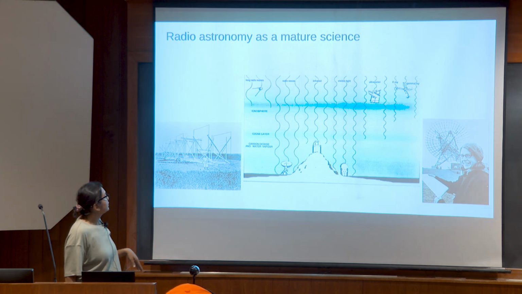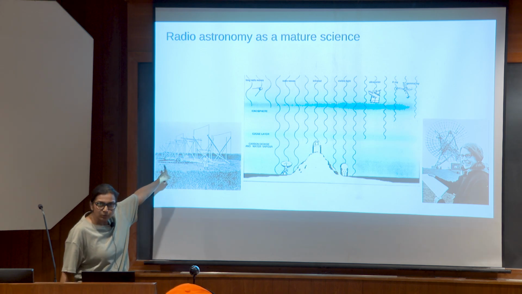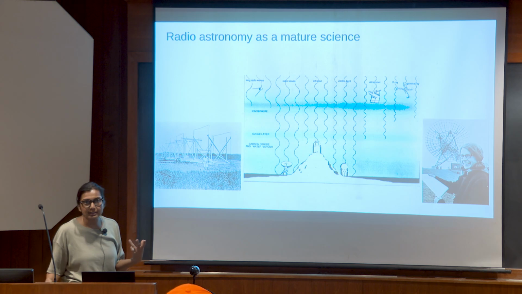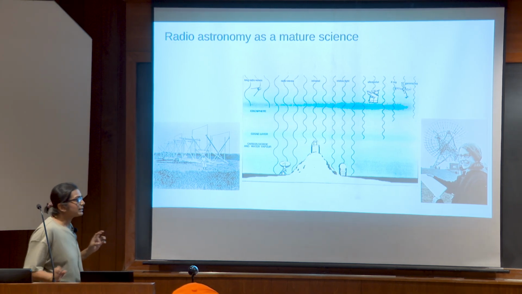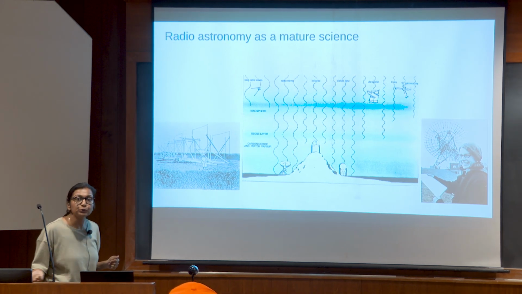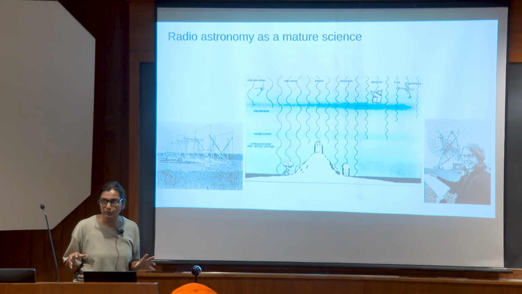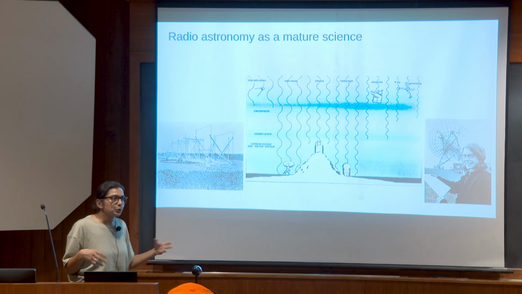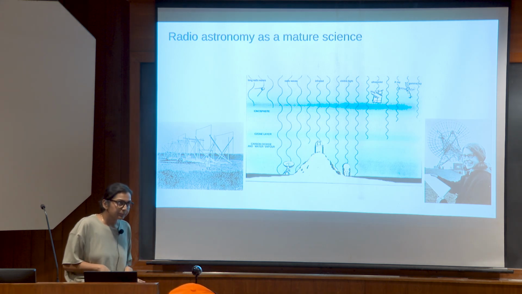Okay, and that's an example of an old radio telescope. And you might have heard of this story of pulsars being discovered by Jocelyn Bell Burnell. So it's a relatively mature science compared to newer fields like X-ray, gamma ray, and so on. And the reason for that is because, as you might guess, you can do radio astronomy from Earth.